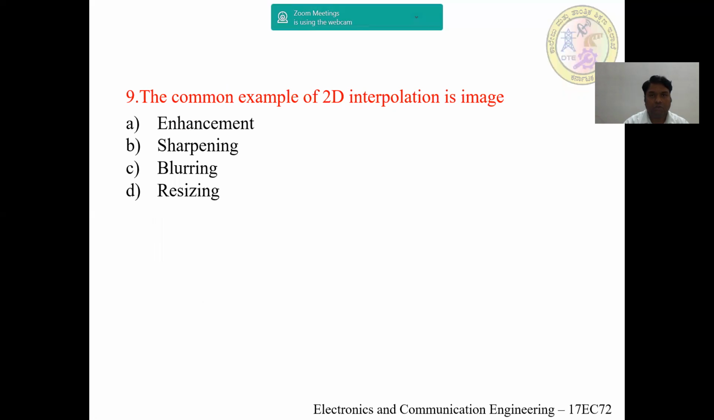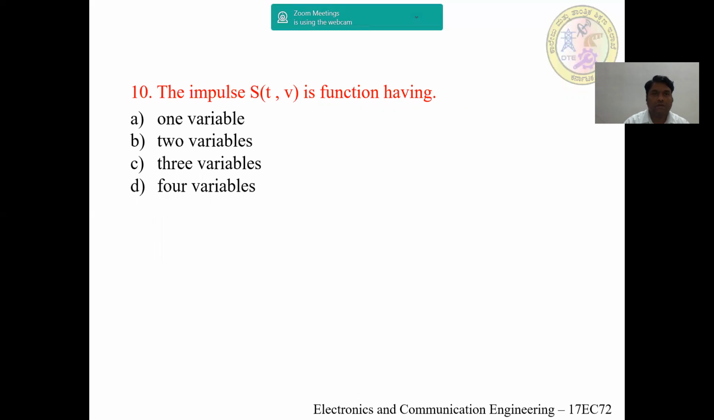The common example of 2D interpolation is image enhancement, sharpening, blurring, resizing. The answer is image resizing. The impulse s of t comma v is function having one variable, two variables, three variables, four variables. The answer is two variables. So t and v, two variables.